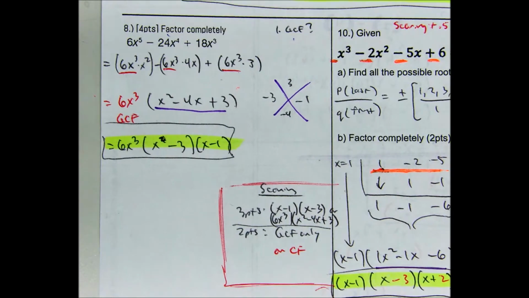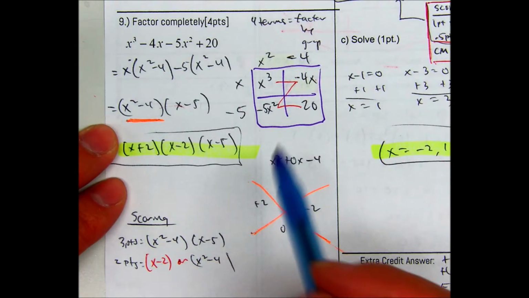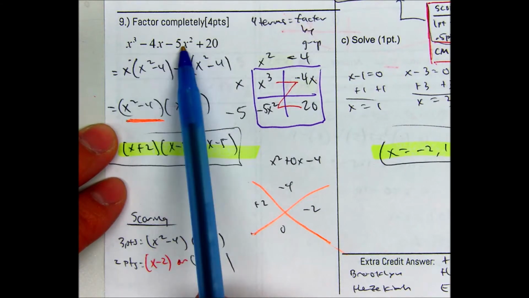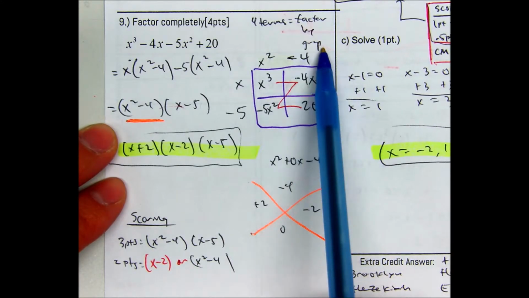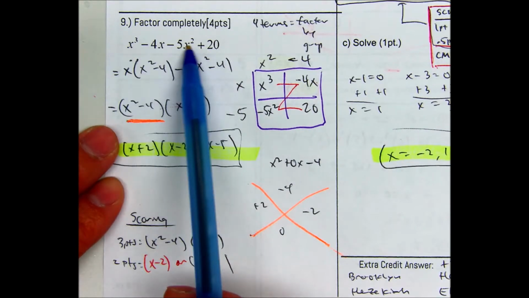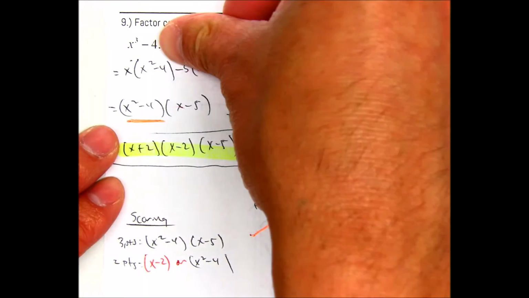Question number 9. Factor completely. Well, if you count the number of terms, 1, 2, 3, 4, you're going to try to factor by grouping. Now, this one looks kind of funny that they don't have it in descending order, right? Normally this would be over here. But the reason why they did that is kind of show off to you that they do have a greatest common factor.